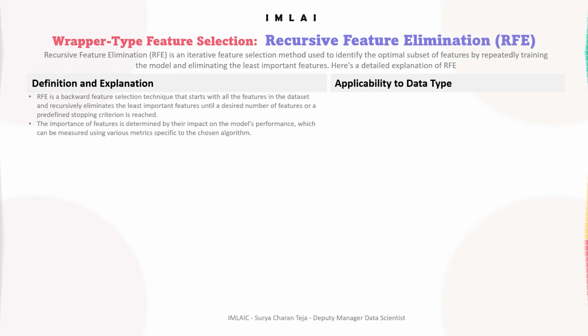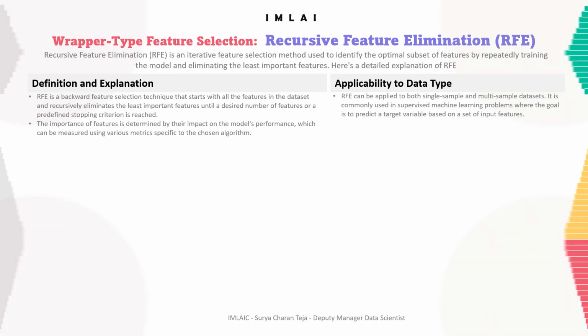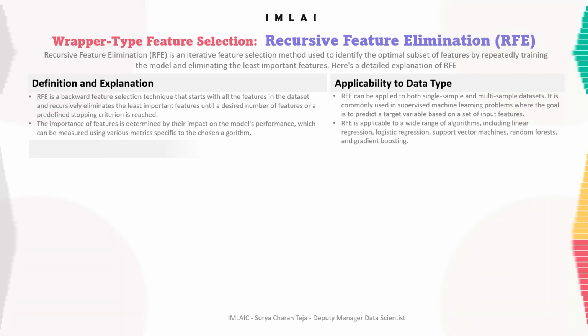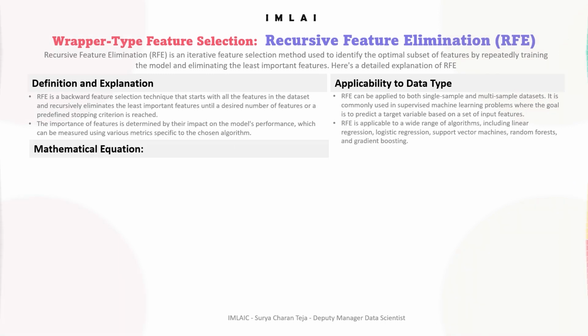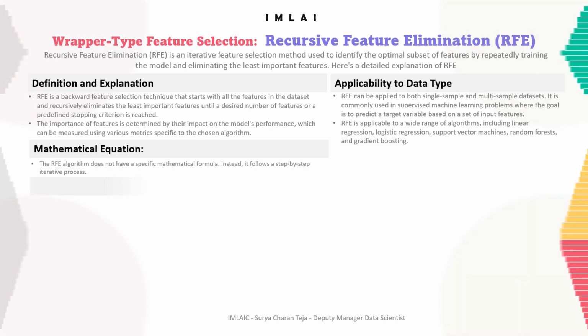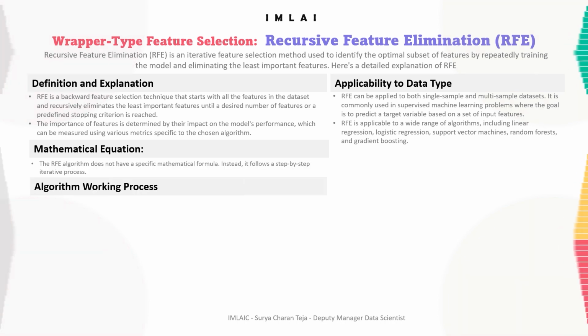So how do we do it? Do we use any formula to do recursive feature elimination? The RFE algorithm does not have a specific mathematical formula. Instead, it follows a step-by-step iterative process. So let's look into the general outline of the RFE procedure.